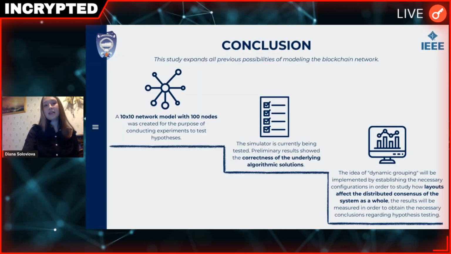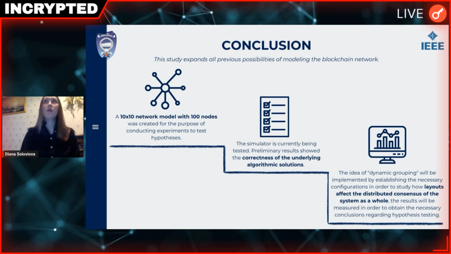So, this study expands all previous possibilities of modeling the blockchain network. A 10x10 network model with 100 nodes was created for the purpose of conducting experiments to test hypotheses to minimize time spent on transactions in a blockchain system with proof of work consensus mechanism by realizing the dynamic grouping idea. The simulator is currently being tested. First results showed the correctness of the underlying algorithmic solutions.